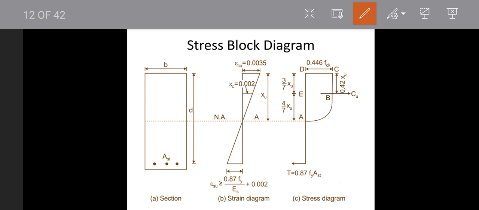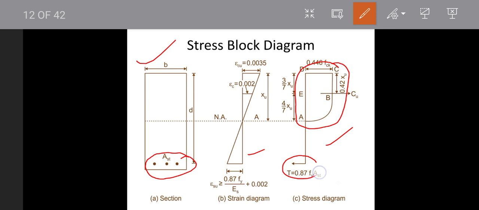So this is the stress block diagram. The first one is a rectangular section, the second one, B, is the strain diagram, and the third one is the stress diagram. Here, this top portion is the concrete zone which will support the compressive load induced in the structure, and at the bottom, these three rods are the tensile reinforcement which will support the tensile load.